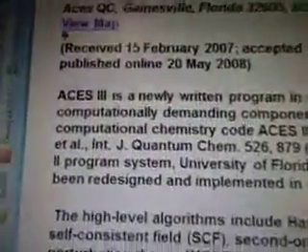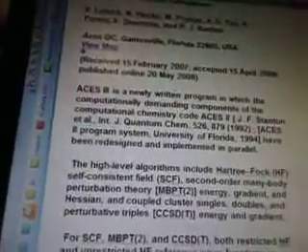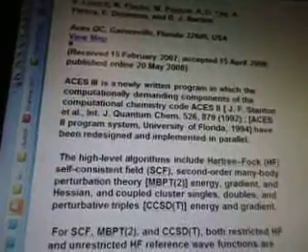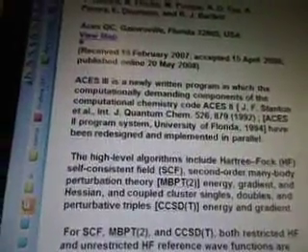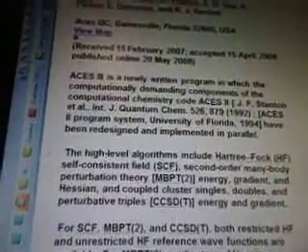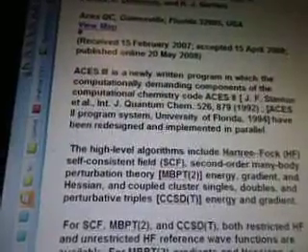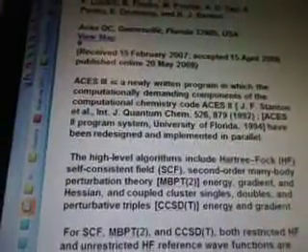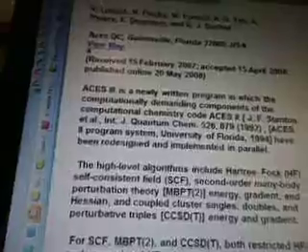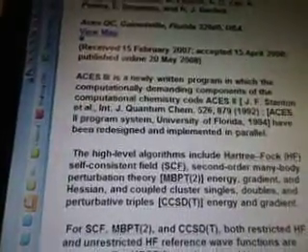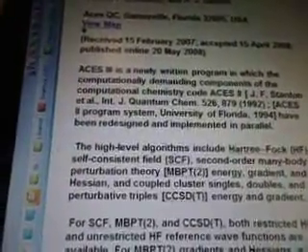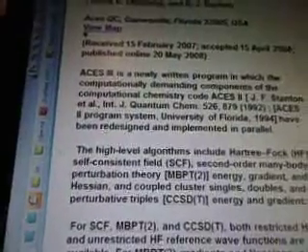ACES 3 is a newly written program in which the computationally demanding, well, I think it's unique that this is coming up, because if you remember in the previous video, we're talking about designing a computer program so you can simulate your Higgs experiments before you actually build something and prove it, right? So you can save money that way. This is cool that this came up right after that. So obviously this has something to do with it, okay?